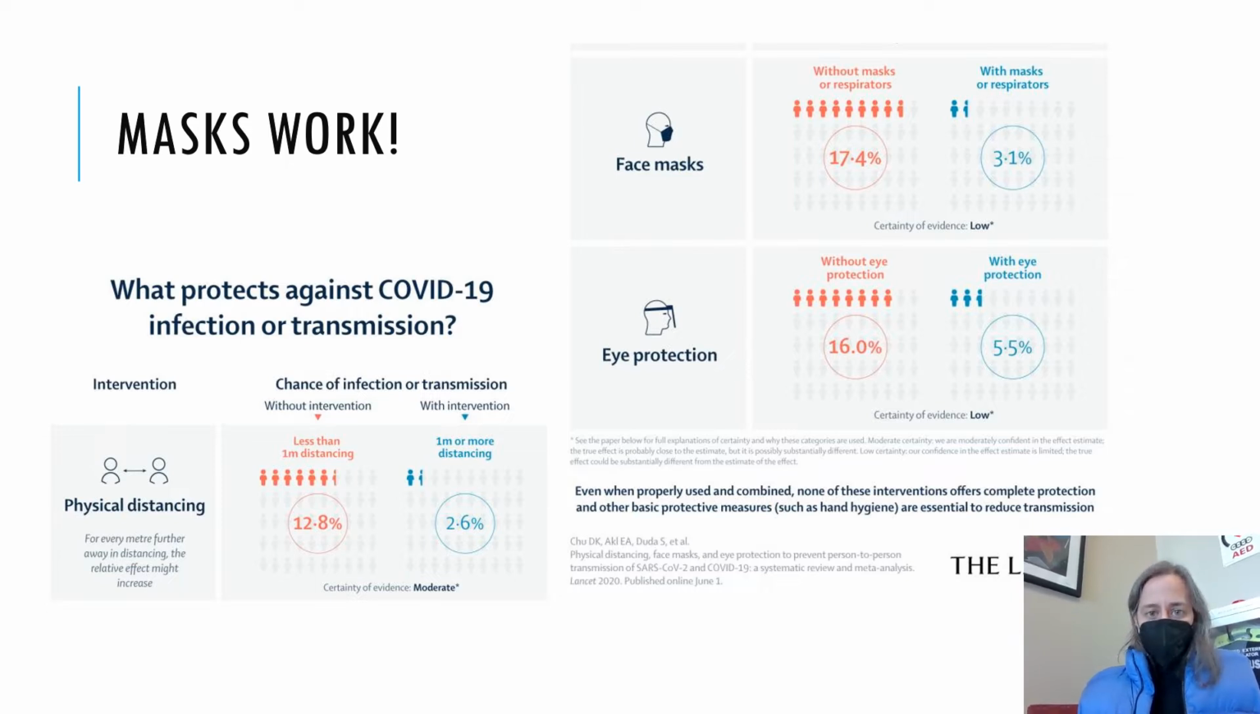Masks also work, as does eye protection, as does physical distancing. So this is looking specifically at COVID infections. Depending on the type of infection, different types of barriers are going to be effective depending on its route of transmission, right? So COVID-19 is airborne transmission. So we know distancing, masks, and eye protection work. Again, I'm going to point out it's not 100%.